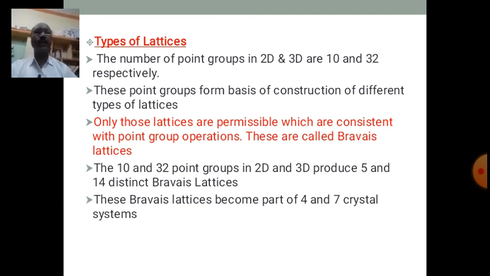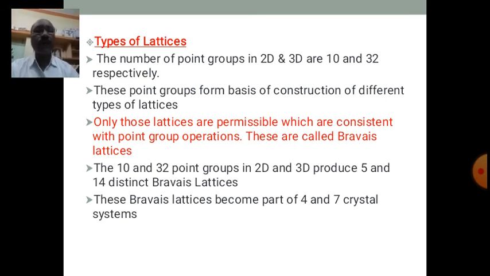The number of point groups in 2 dimensions and 3 dimensions are 10 and 32, that we have studied. There are 10 and 32 point groups in 2 dimensions and 3 dimensions respectively. These point groups form the basis for the construction of different types of lattices.